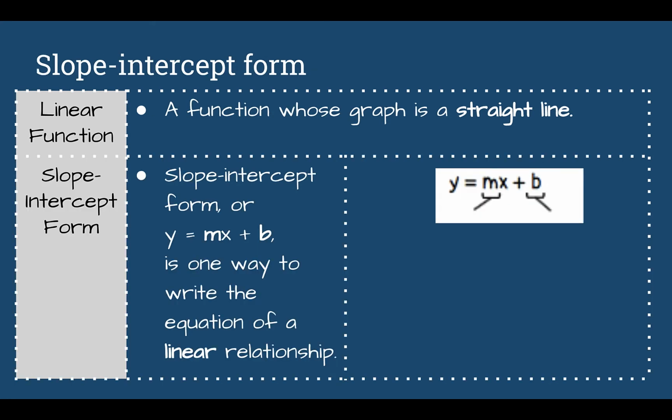Another vocab word that you need to be familiar with is slope-intercept form. Slope-intercept form, or y equals mx plus b, is just one way that we can write an equation for a linear relationship, to get that straight line. And each part of the equation has a specific meaning. So x is still our input, y is still our output, but m stands for your slope, and b stands for your y-intercept.